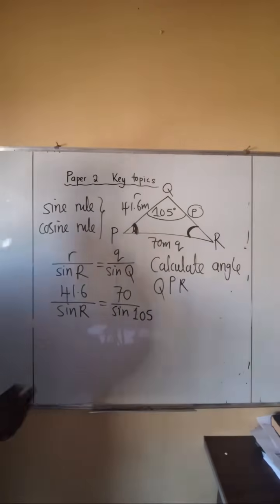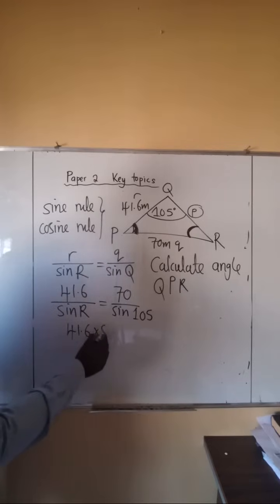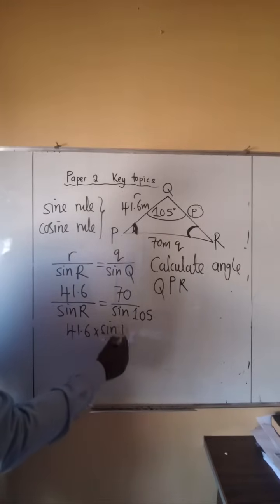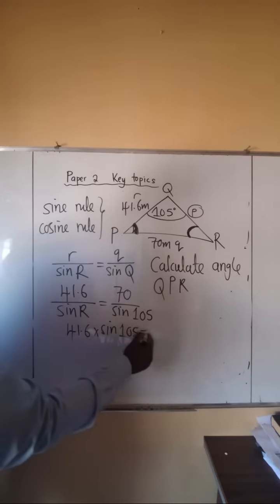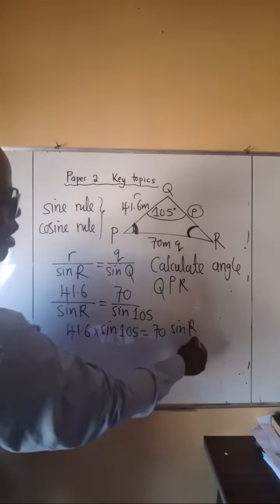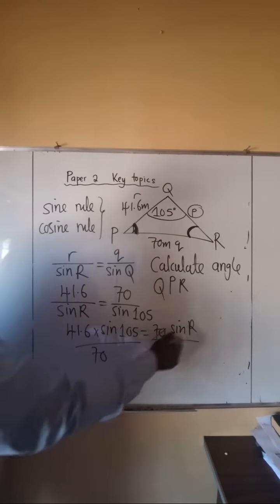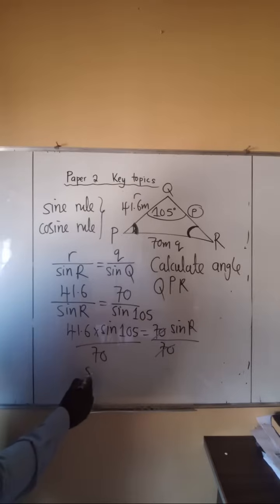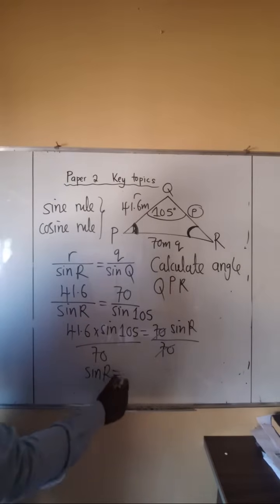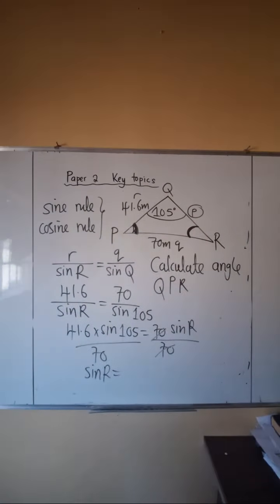We cross multiply. We are getting 41.6 times sine 105, which is equal to 70 times sine capital letter R. We divide by 70 both sides so that we remain with sine R. So sine capital letter R is equal to, let me punch on my calculator and see what I'm getting.